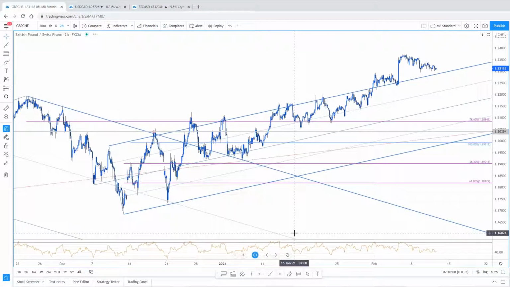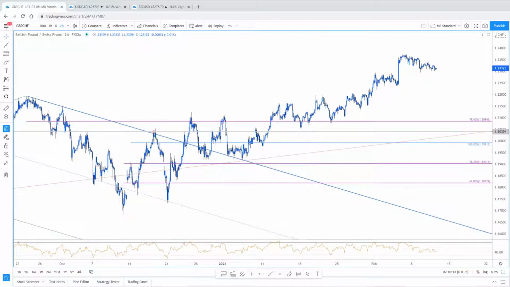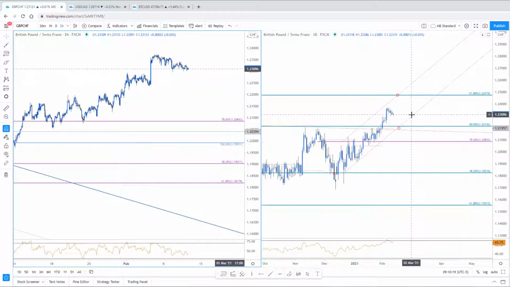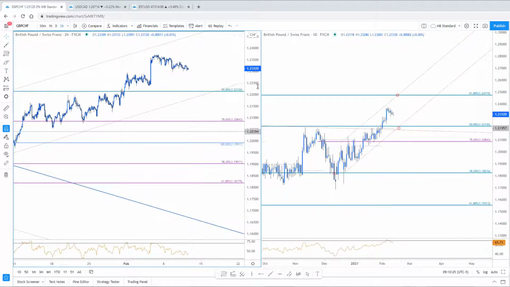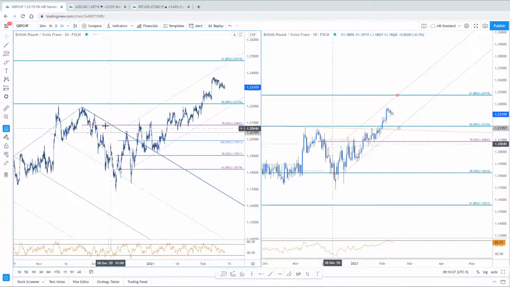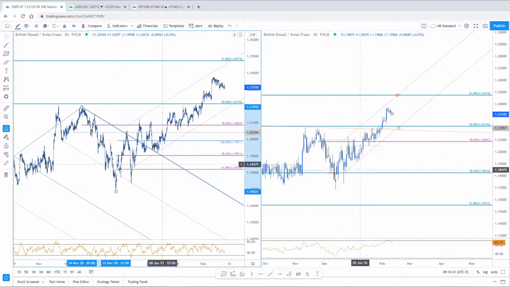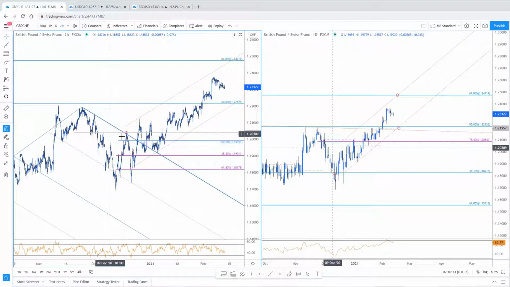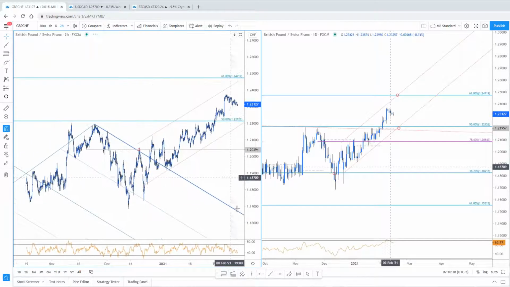All right, let's scratch this. And let's go with the same slope we were just looking at. This is null and void. Okay.